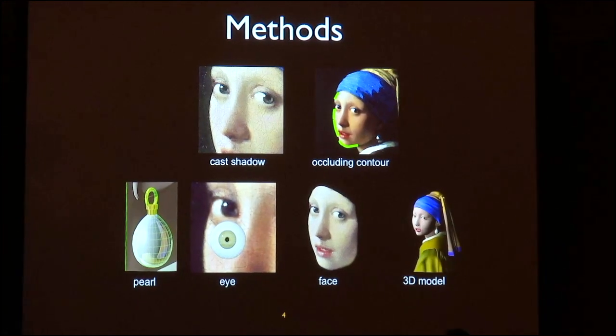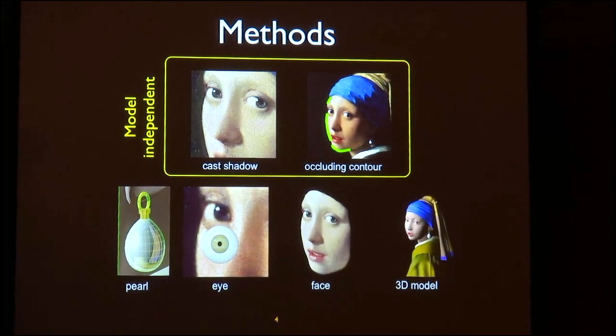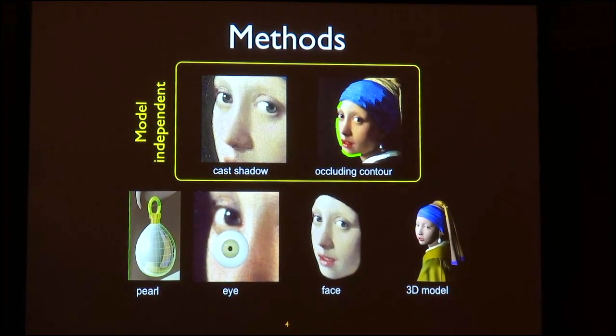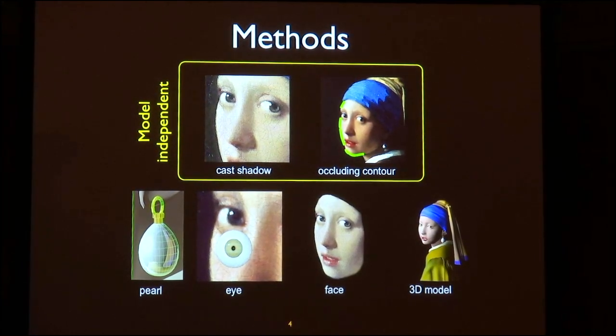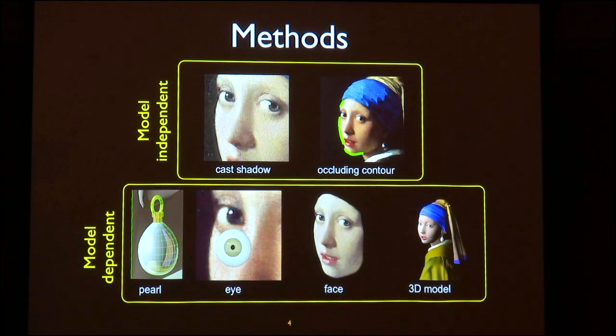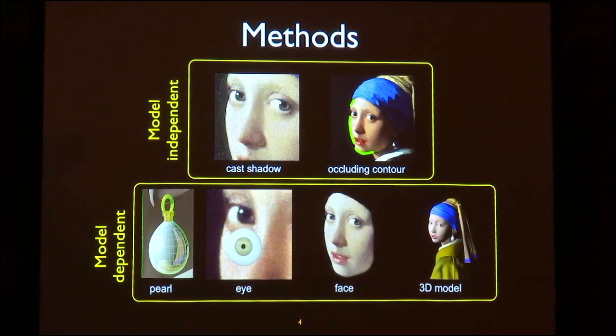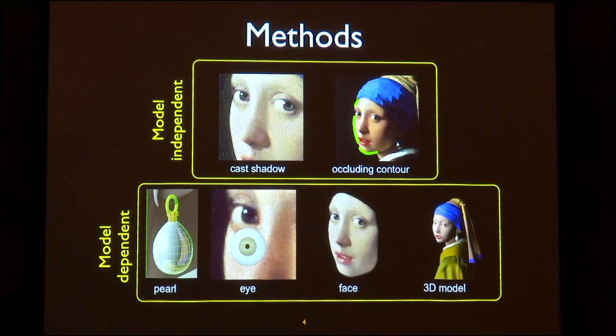The methods fall into 2 categories. The first are model-independent methods, where we don't need to make any assumptions about the 3D form in the Tableau. We'll look at the shadow cast by our nose and what's called the Occluding Contour algorithm. And then model-dependent methods, where we do need to make some assumptions about the 3-dimensional form in the Tableau. We'll look at the 3D model of the pearl, of the eye, of her face, and the entire Tableau.